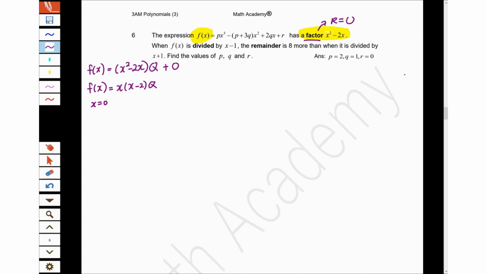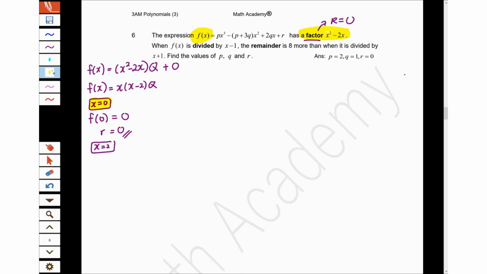Let's substitute x equals 0 first. When x equals 0, you put it into the left-hand side and the right-hand side. f(0) equals 0. Now when x equals 0, if you look at the expression here, you're basically going to get 0 minus 0 plus r. What's left is just r. So r equals 0. That's the first item.